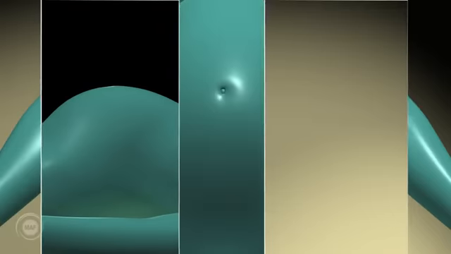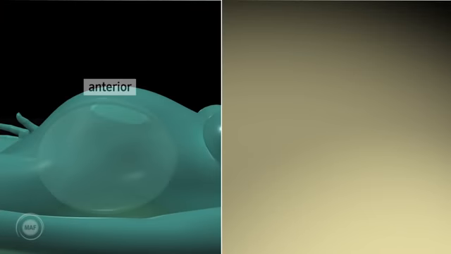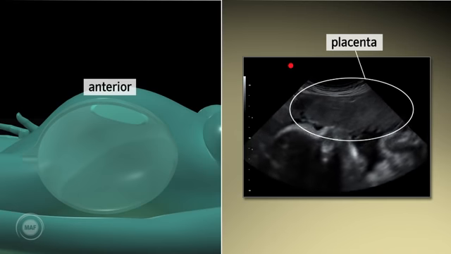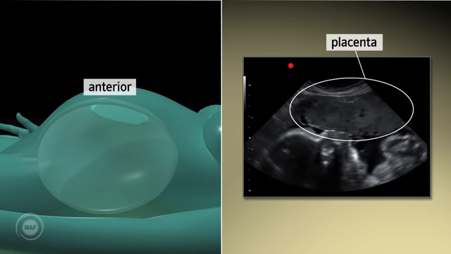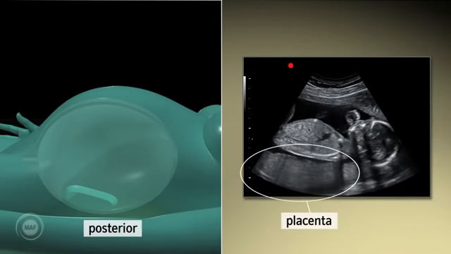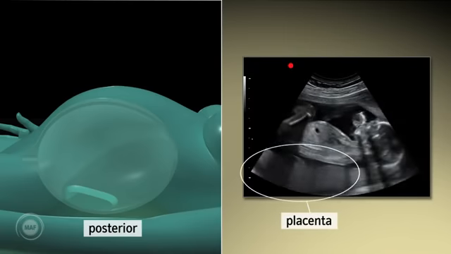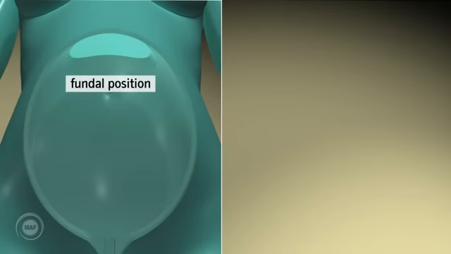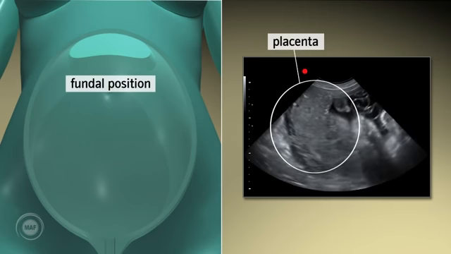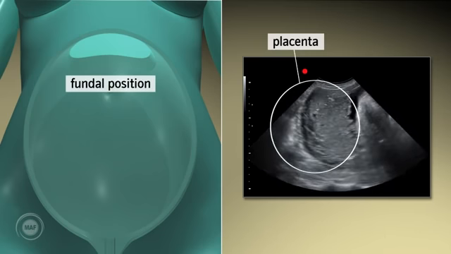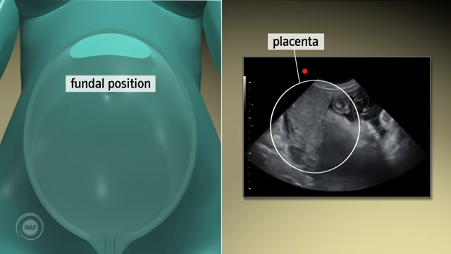Anterior and posterior positions. Scanning in the longitudinal or the transverse plane, the anterior placenta will always be at the top of the screen and the posterior placenta will always lie at the bottom of the screen. Fundal position. Scanning in the longitudinal plane, the fundal placenta will be displayed on the left side of the screen.